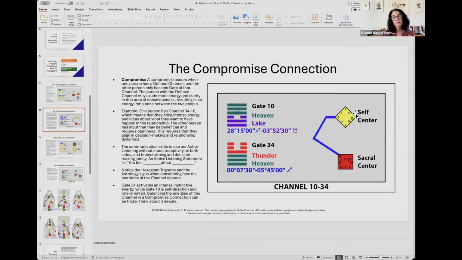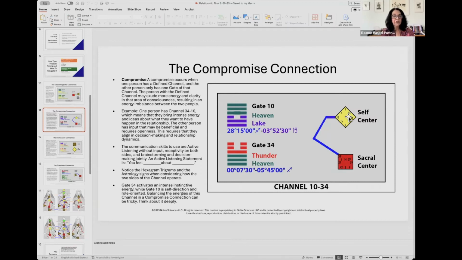The next kind of connection between two people would be a compromised connection. Now, in a compromised connection, one person has the whole defined channel, and the other person has one gate of that channel. So I picked a complicated channel. I picked the 34-10, and I picked it specifically because when I see someone who has the 34-10, I always say, you march to your own drum.